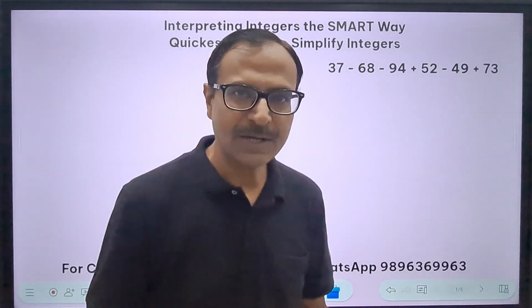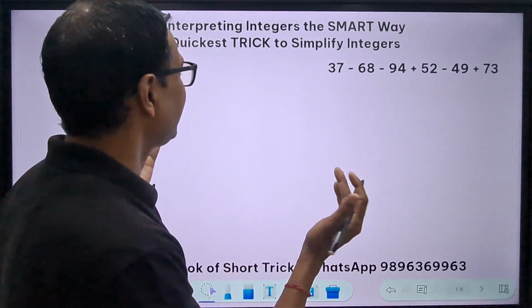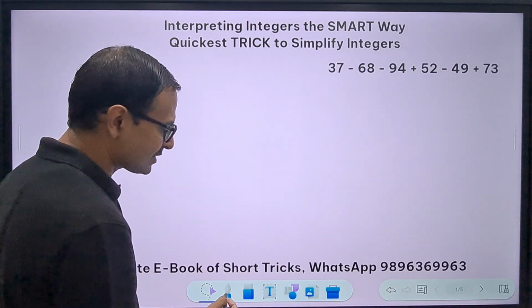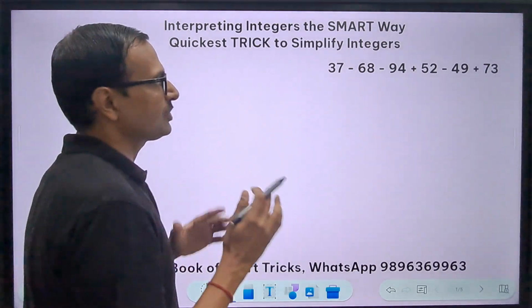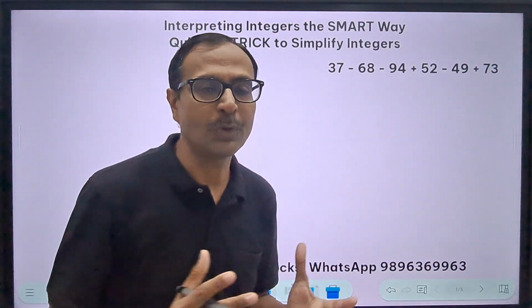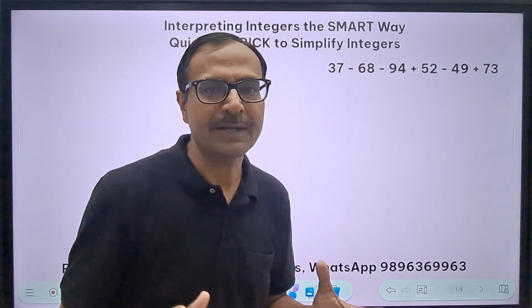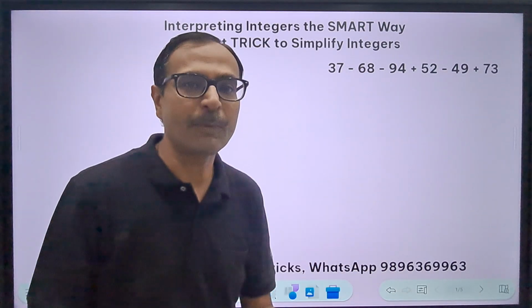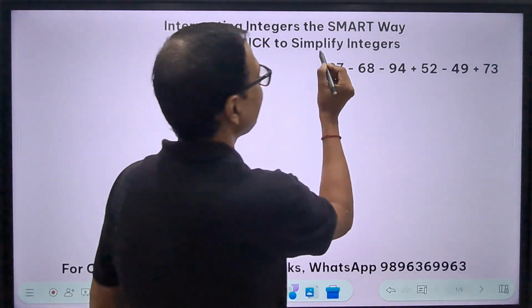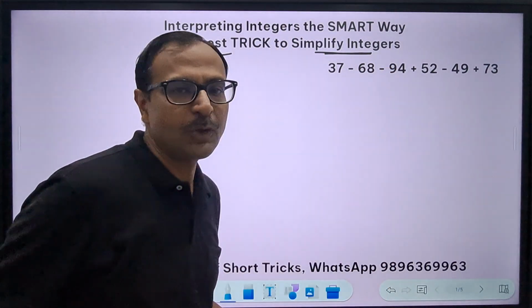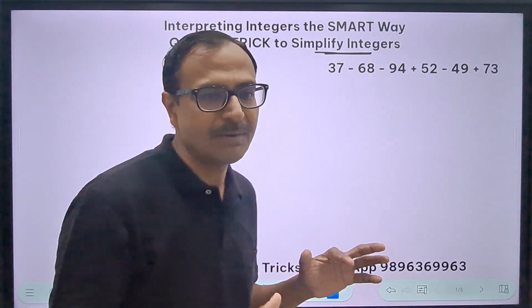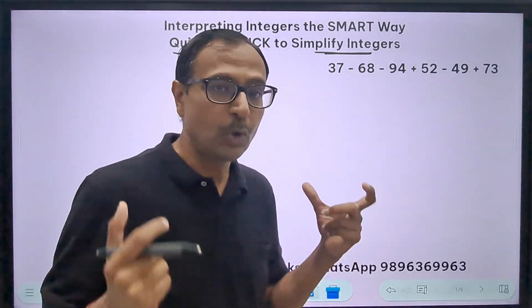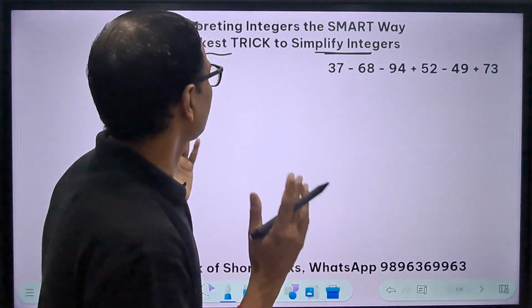So practice is required for everything, and this is yet another very smart and the quickest, I call it quickest because some of the tricks which are given on YouTube and in books, they are quite lengthy and difficult to practice. Now this is the quickest trick. That means you will spend the least amount of time on this to simplify integers. And especially when I talk about adding and subtracting integers in a single problem, if you have 4 or 5 or 6 integers, then the problem looks difficult. So you got to watch the entire video.